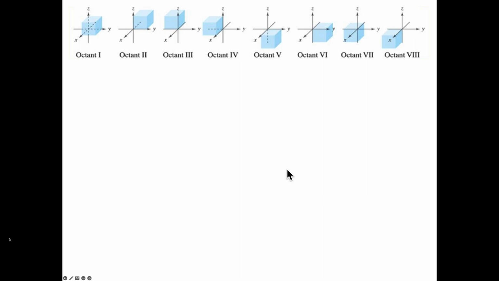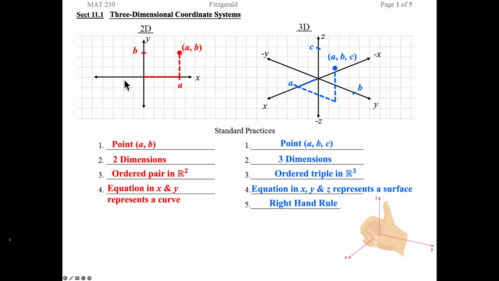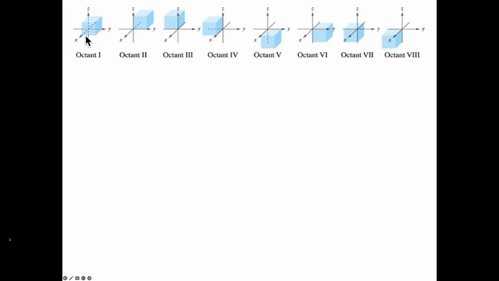We have 8 octants. In 2-dimensional, you have quadrant 1, 2, 3, 4. In 3-dimensional, think of your xy plane. There's quadrant 1, but now it's 3-dimensional, so it's octant 1. You still rotate around counterclockwise: octant 2, 3, and 4. To get to octant 5, go below octant 1, on the negative side, below the xy coordinate plane, octant 5, and then we go around counterclockwise again: 6, 7, and 8.